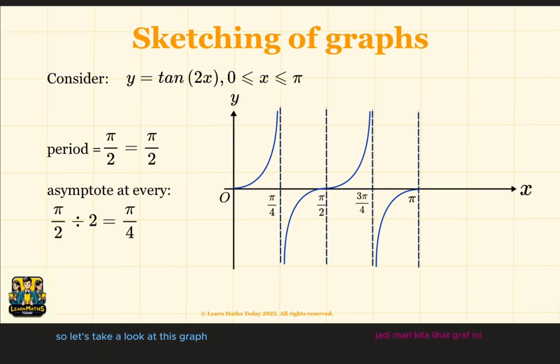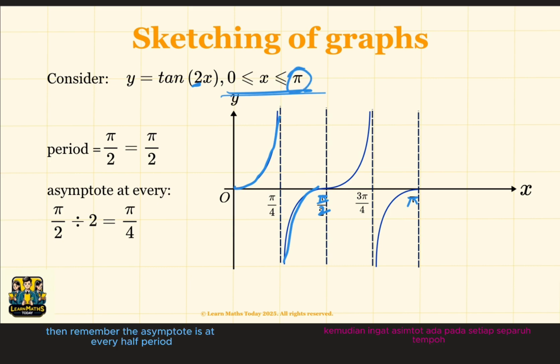So let's take a look at this graph: y equals tangent of 2x for this range. The period is pi over b, which in this case, b is 2, so the period is pi over 2. So we know that the graph goes from 0 to positive infinity and negative infinity to 0 at pi over 2. Then we continue until pi because that's what the question wants. Then remember the asymptote is at every half period. So the asymptote is at pi over 2 divided by 2, which is pi over 4.